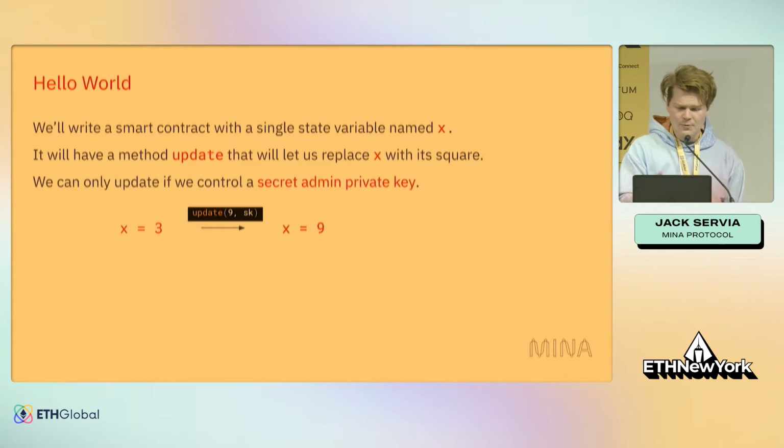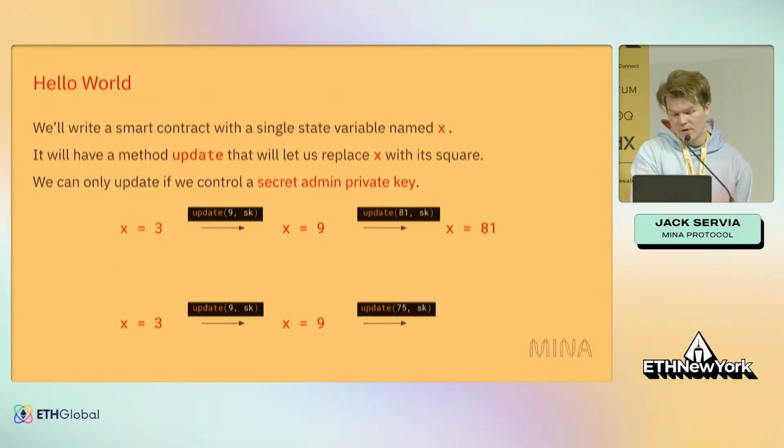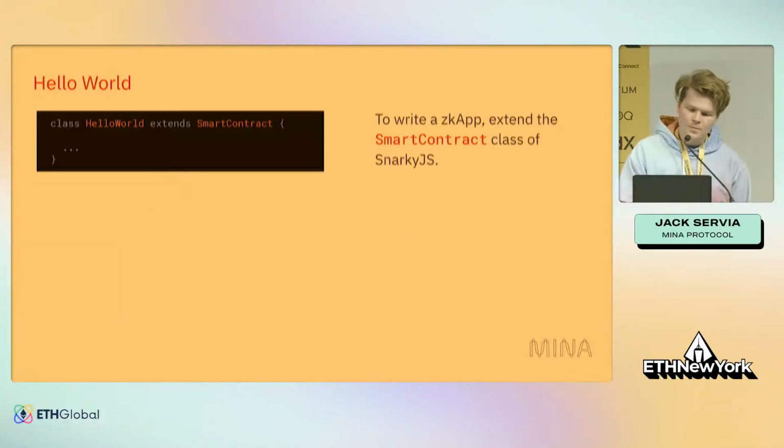If x is equal to 3 and we call update, 9 with our secret key, then this should work. And then if we call update, 81, this should work. And if we call 3 to 9, that works. But 9 to 75, this won't work.